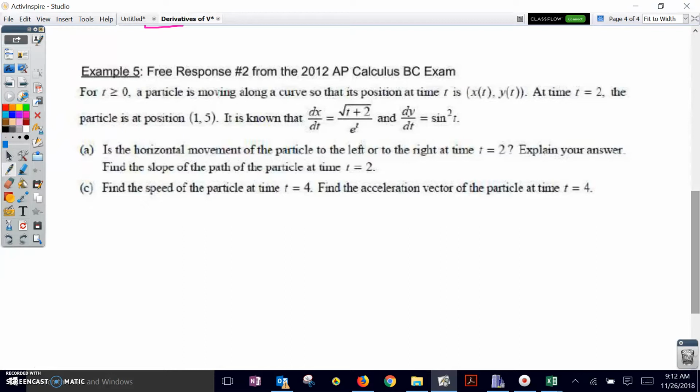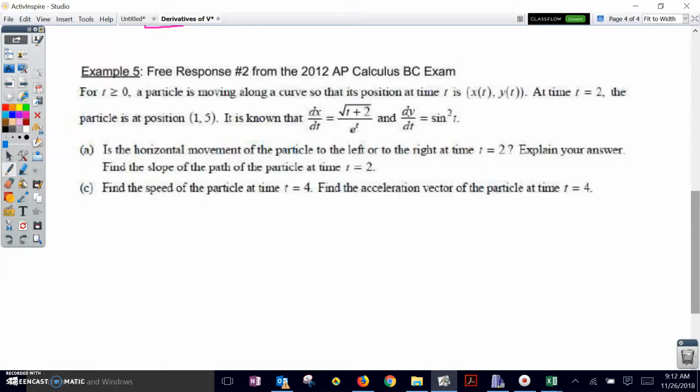For t greater than or equal to 0, a particle is moving along a curve so that its position at time t is x of t, y of t. At time t equals 2, the particle is at position (1, 5). It is known that dx/dt equals the square root of t plus 2 over e to the t, and dy/dt equals sine squared of t. All right. First, is the horizontal movement of the particle to the left or to the right at time t equals 2? Explain your answer.